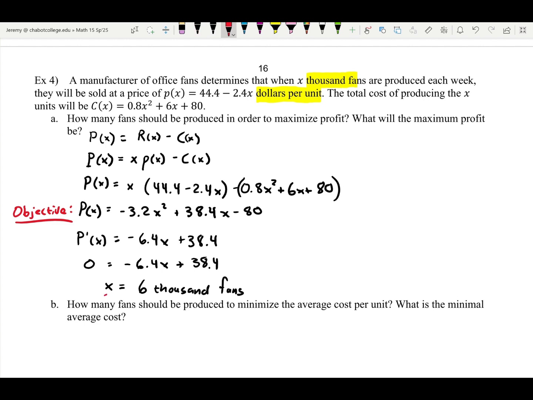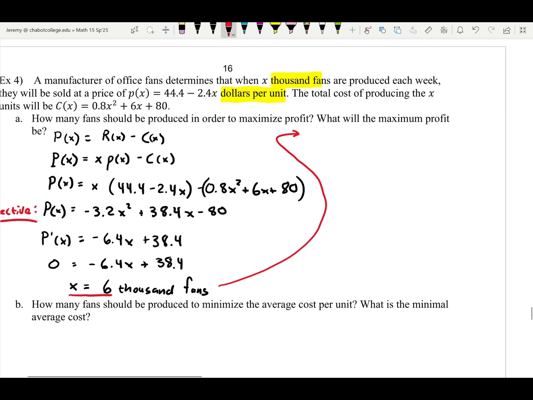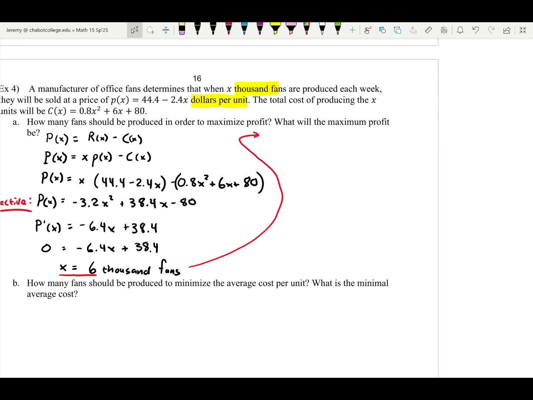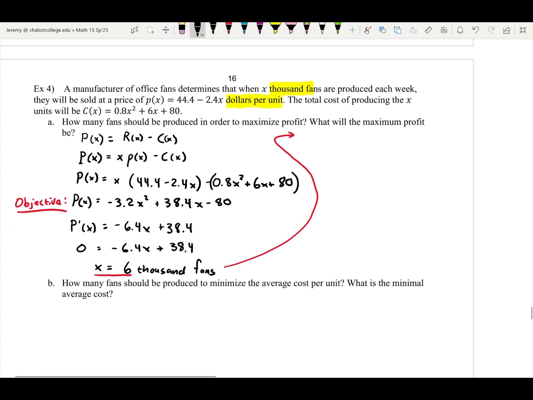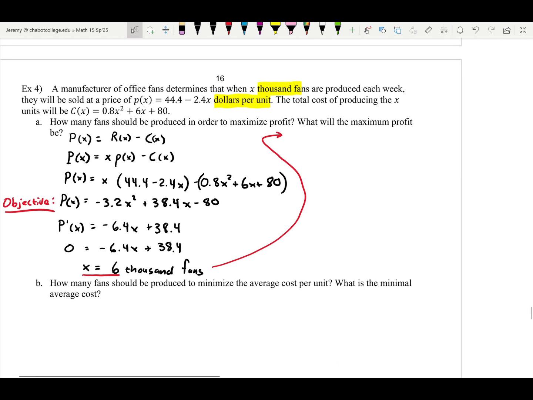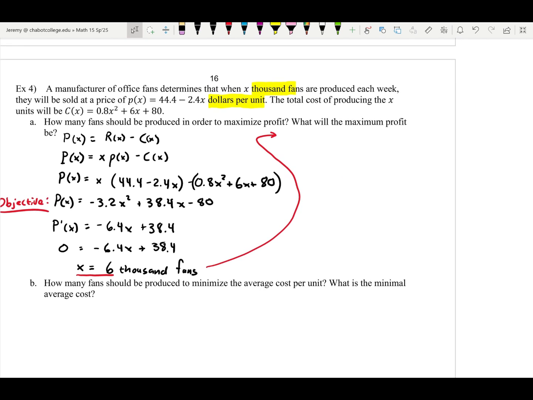All right, but this is our critical number. We have to do a quick little sign analysis to confirm that this maximizes our profit. Wouldn't it be a shame if we did all this work and ended up finding the number of fans that minimized our profits instead of maximized? How bummed would our boss be? We want to maximize that. So let's do a sign analysis.